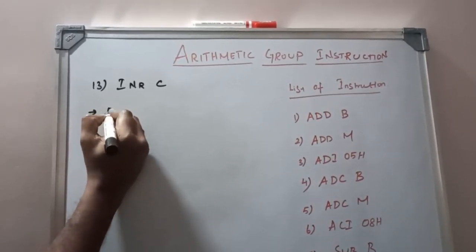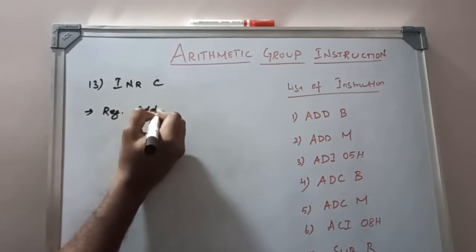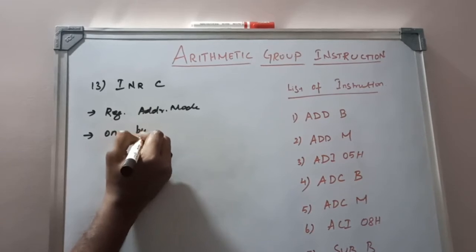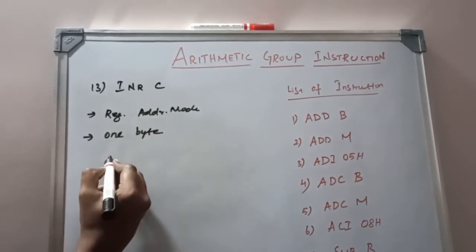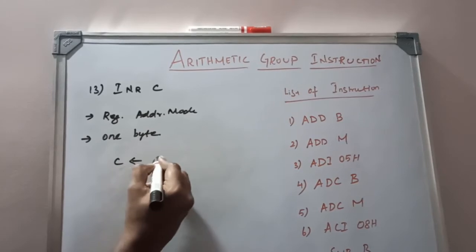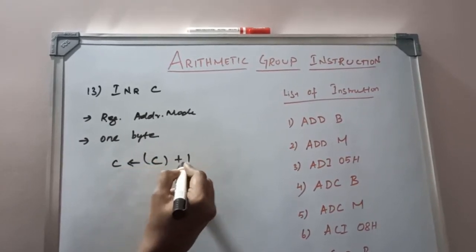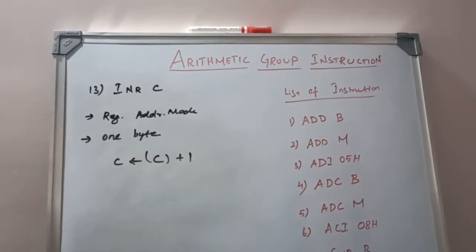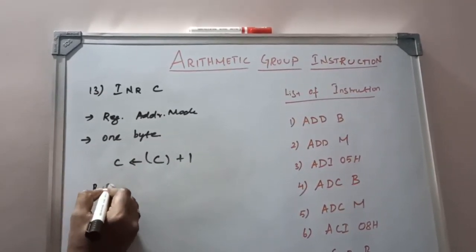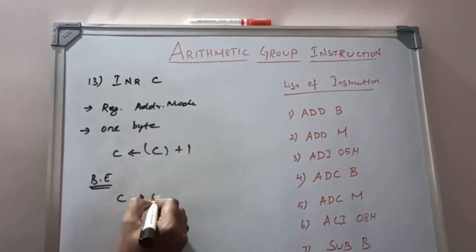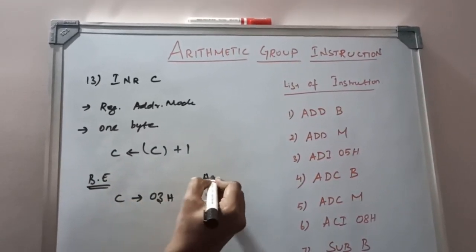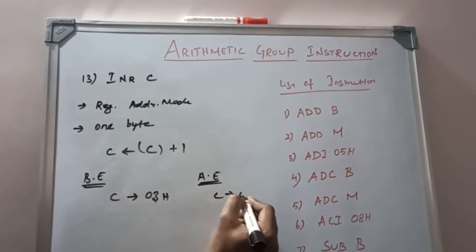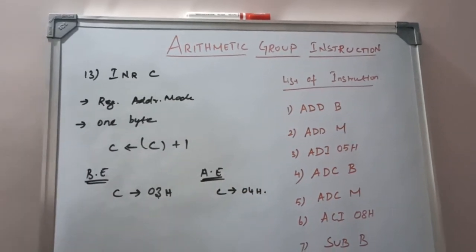Type of addressing mode: register addressing mode. Byte of instruction: 1 byte. So the C register gives C plus 1. After execution of this instruction, just increment the C register content. Before execution, the C register content is 03 H. After execution of this instruction, the value is incremented, so now the C register value is 04 H.